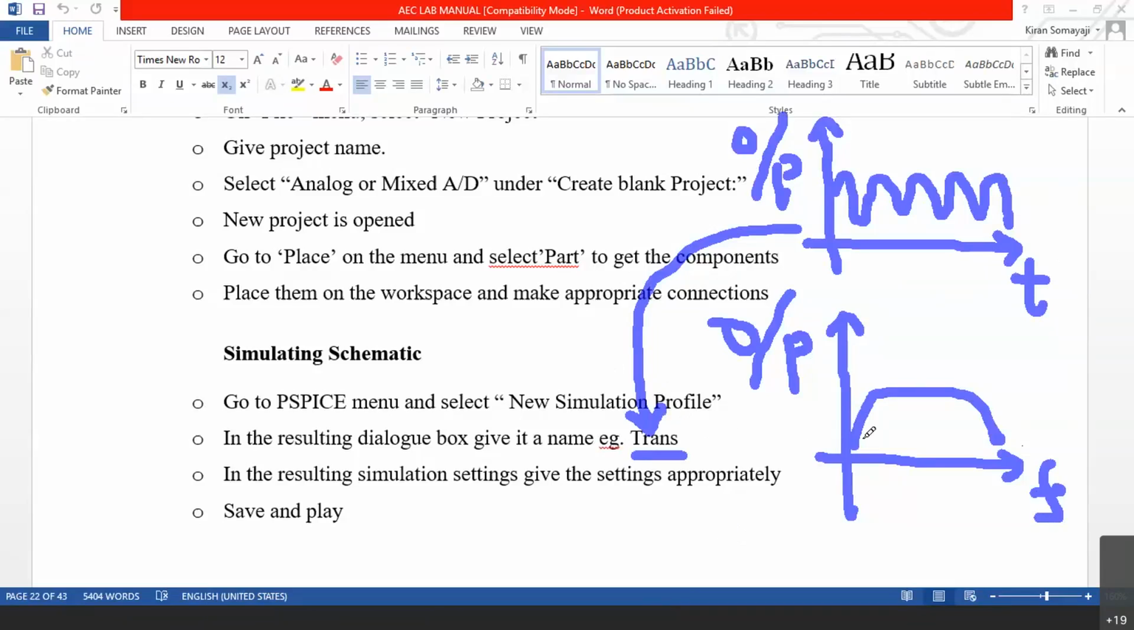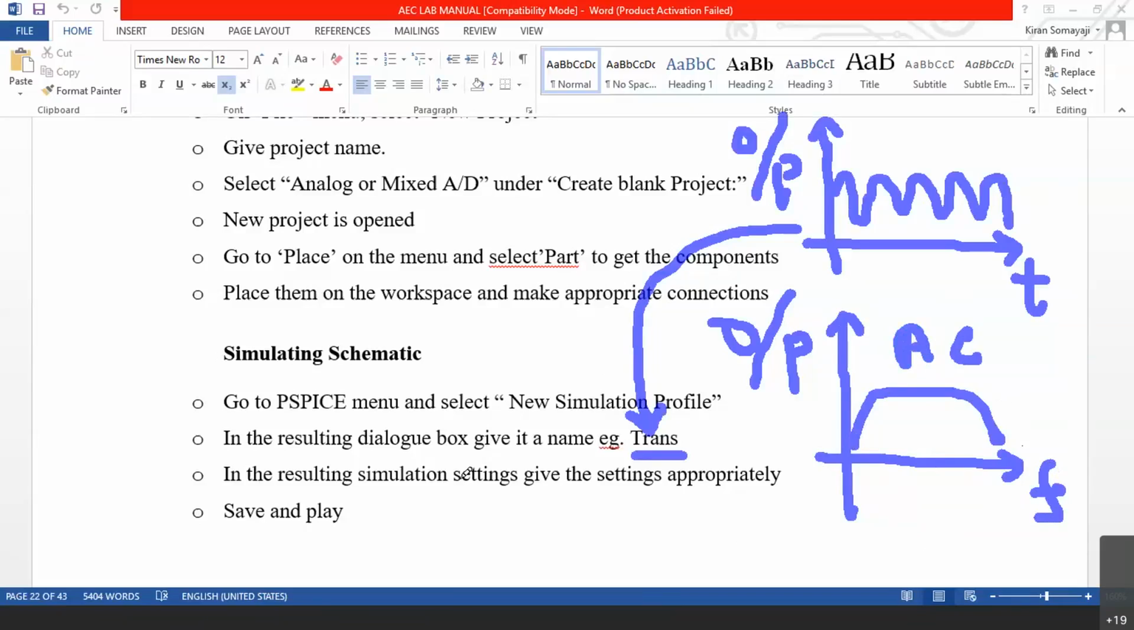Now, if the x-axis is frequency, you are going to see the frequency response of the circuit. Now, this is called as AC analysis, because later on we will have AC analysis also. Upper one is called transient analysis, the lower one is called AC analysis. Now, if the x-axis is input and y-axis is output, then you will see the transfer curve of the circuit, output versus input. And that is called as DC analysis.